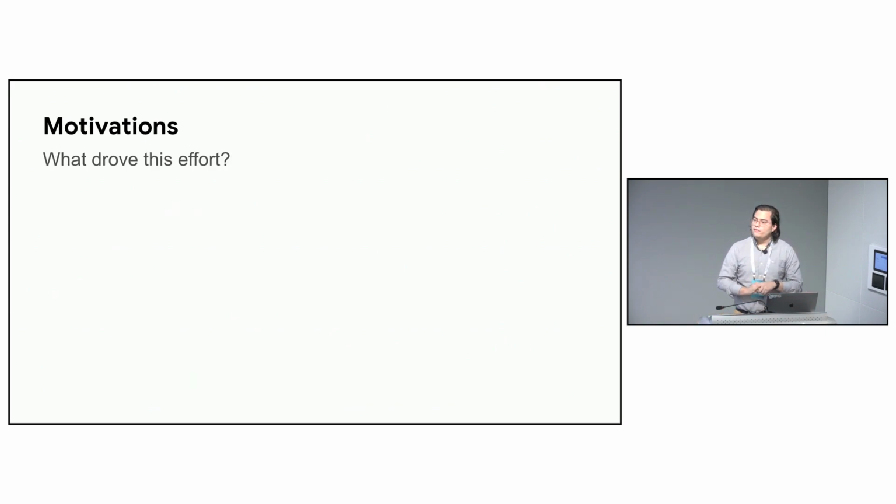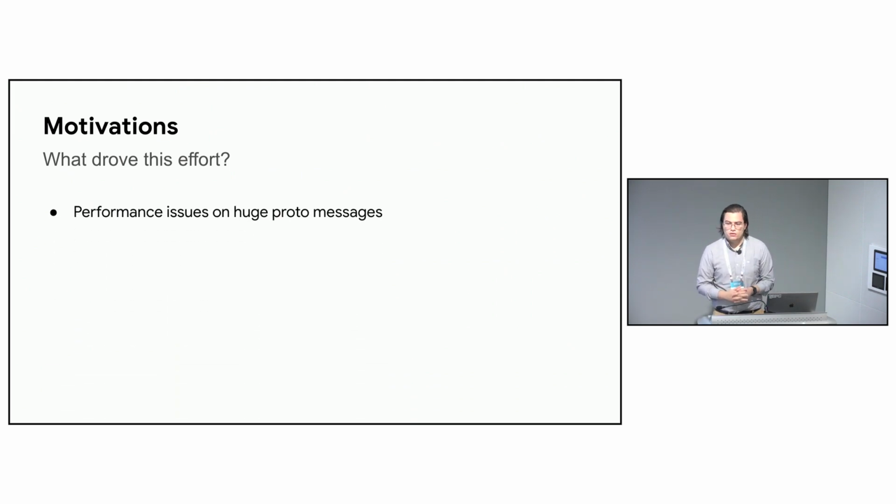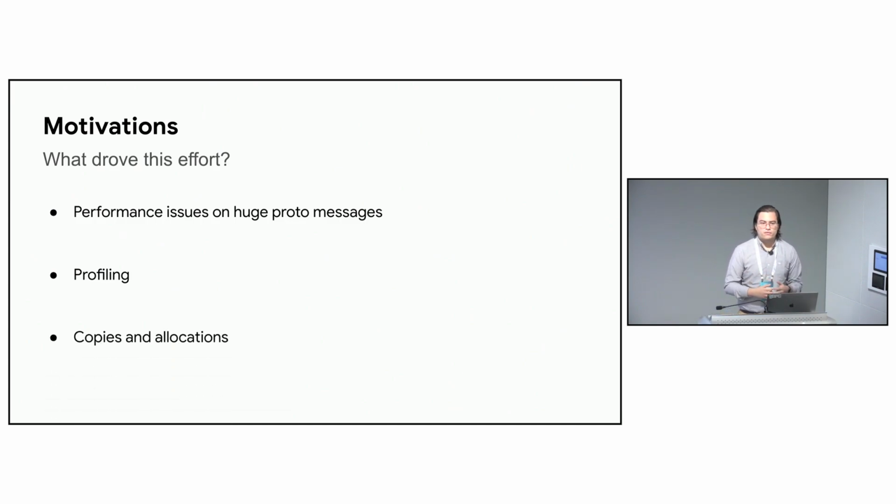But before we can deep dive into these components, I want to go through some of the motivations behind the work that we've done so far. The main motivation for this effort was a performance issue on huge proto messages. When we were sending huge proto messages, we were seeing a lot of memory consumption. So we did some profiling and some benchmarks on gRPC-Go to try to figure out why this was happening. And we basically figured out that there were two main problems with gRPC-Go: the number of copies and the number of allocations that were being made inside of the application.